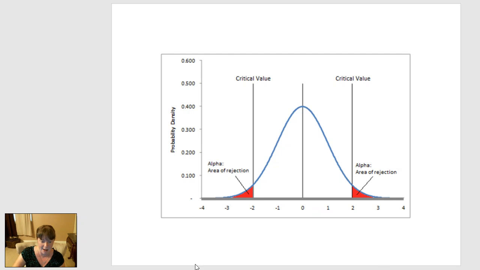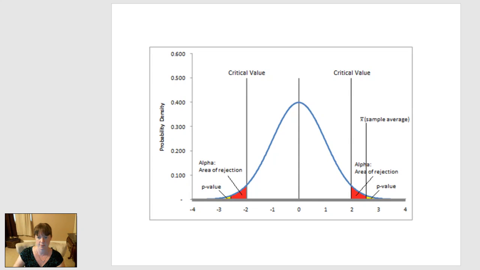So in this example that I've sketched out for you here, if I calculate 2 or 3 or 4, I'm going to reject the null. Or if I calculate -2, -3, -4, I'm going to reject the null hypothesis, because it looks like my critical values are 2 and -2, because it looks like my null hypothesis average here is 0 for this example.